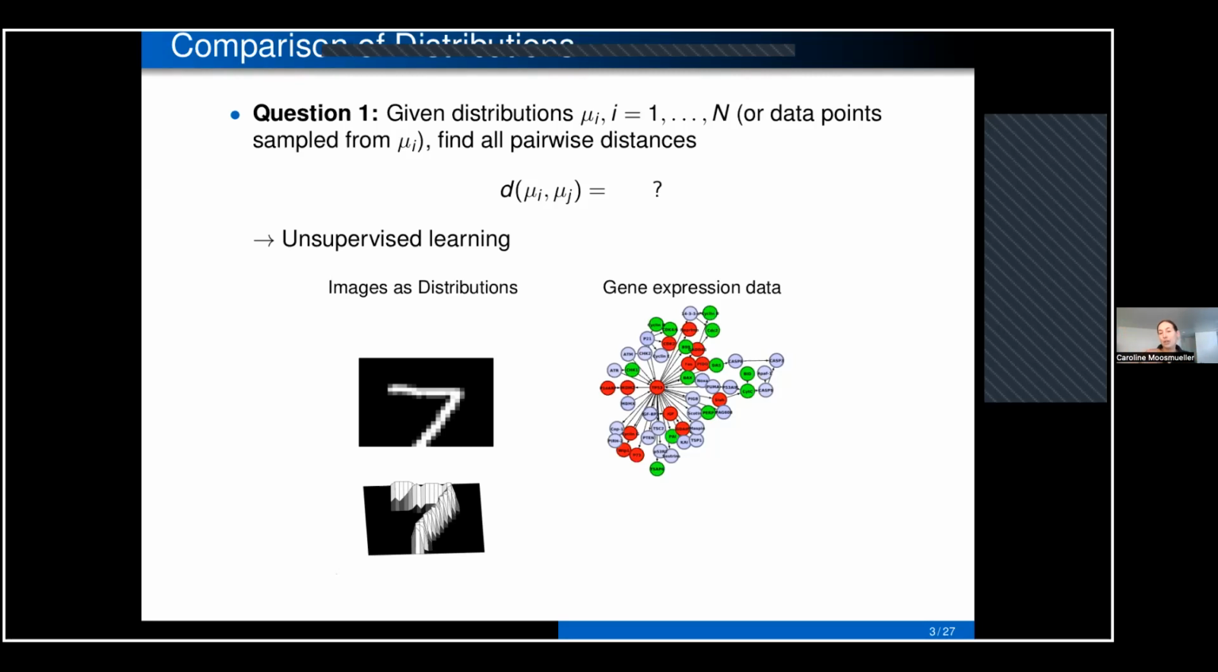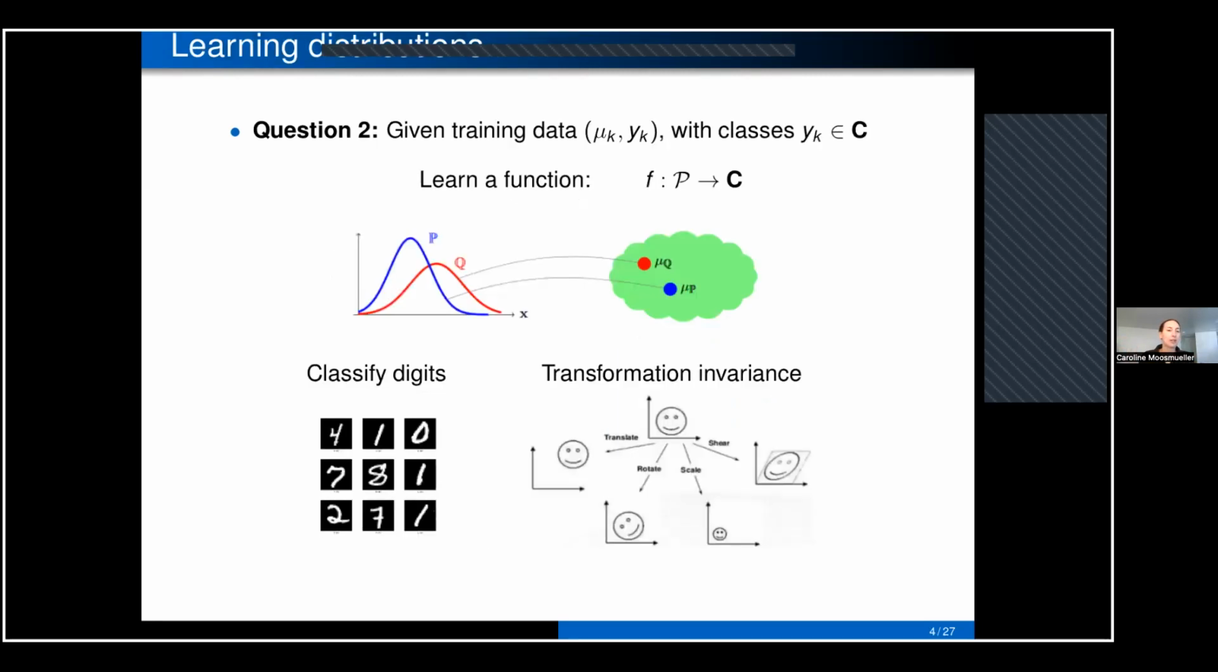And I will talk a lot about optimal transport. So the distance we're looking for here will actually be the Wasserstein distance. But of course, there are other distances that you could consider. Okay, so this is the first main question. The second question will be about supervised learning.